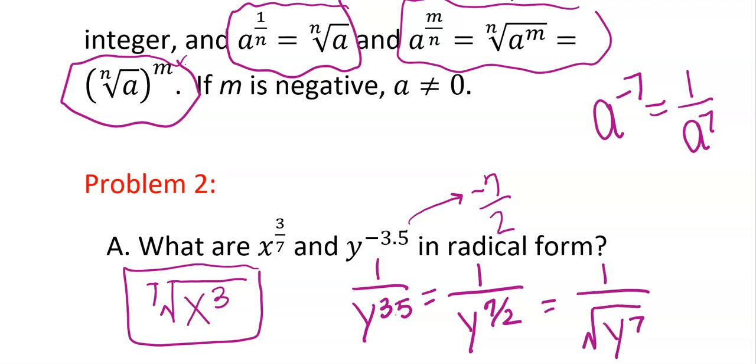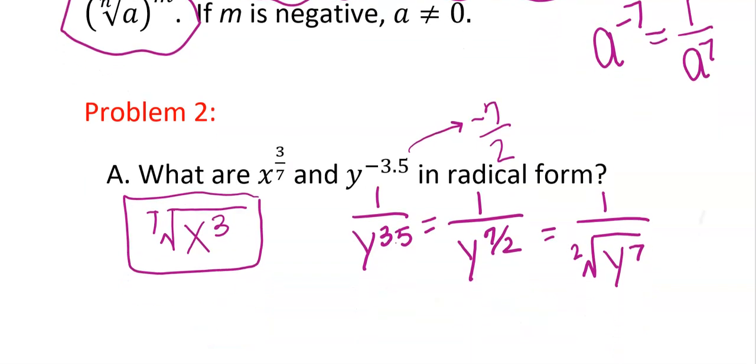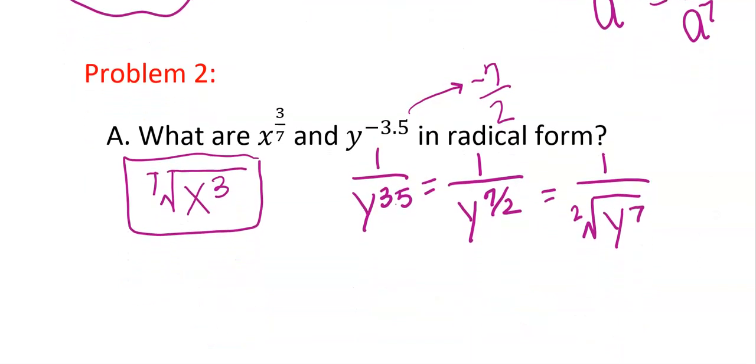So 7 you said was inside, 2 was outside, and you don't need to write the 2 unless you want to. Could we simplify this one? Yeah, because we've got a bigger number on the inside than we do on the outside. How do we simplify that? How many y's are going to come out? There's going to be 3, right?